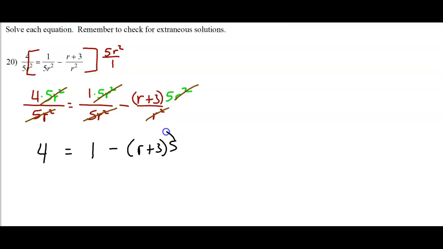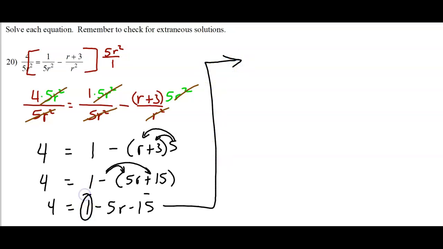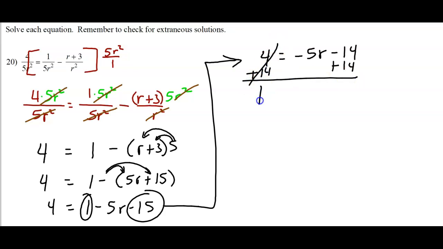Okay, so I'm going to go ahead and distribute a 5 here first. And then I'm going to distribute the negative. All right, I'm going to combine this 1 and this negative 15. And that will give me negative 14. And then after that, we just go ahead and solve old school algebra style there. We end up with 18 here.